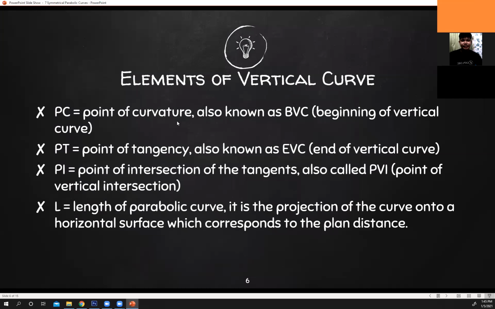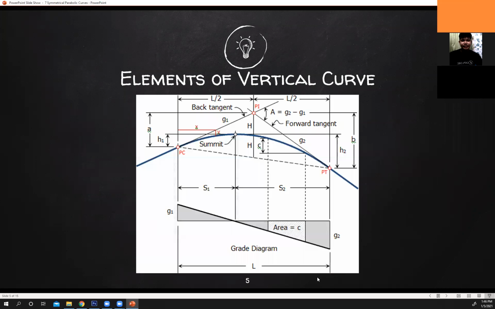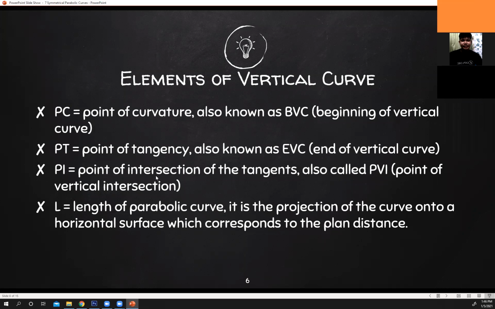Right, so let's talk about more in detail. PC is the point of curvature, also known as BVC, beginning of vertical curve. PT, point of tangency, also known as EVC, end of vertical curve. PI is the point of intersection of the tangents, also called PVI, point of vertical intersection. L is the length of the parabolic curve. It is the projection of the curve onto a horizontal surface, which corresponds to the plane distance. So as you can see, L is the horizontal projection of your parabola. So L is not measured along the parabola.